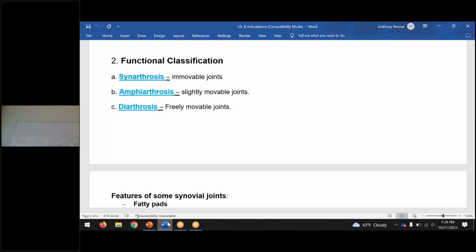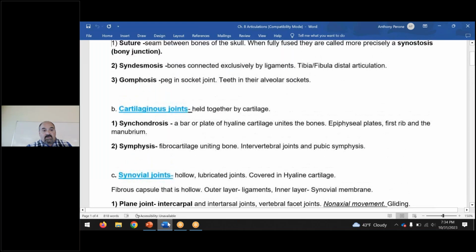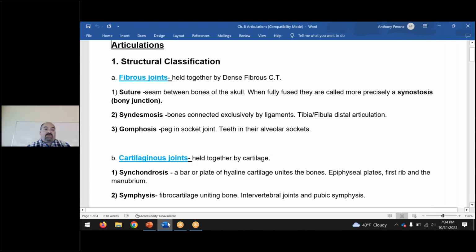SAD. Okay, then going above, we have the structural classifications: fibrous, cartilaginous, and synovial. Now, you'll also see that it's not just that simple, because there are classifications within each one of those. And so let's talk about that. So now we're going to go back up to the structural classifications. Let's look at the fibrous joint first.